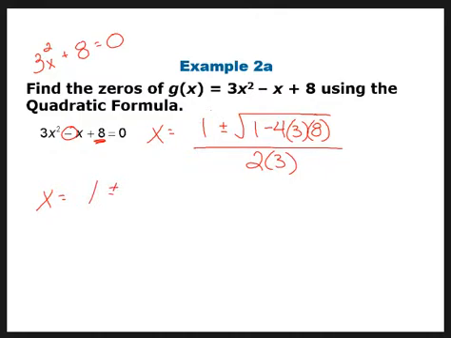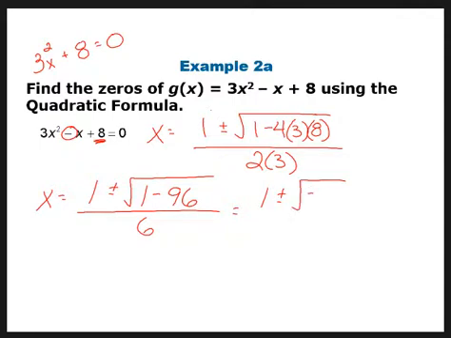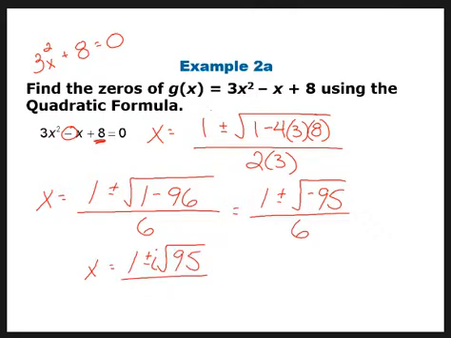Okay, so let's come down here and simplify. 1 plus or minus the square root of 1 minus, I'm going to have 4 times 3, which is 12, times 8, which is going to give me 96. And on the bottom I'm going to have 6. Now again, you should be able to see that we're going to get a negative number under my radical here. So we're going to have something that looks like this. Your first step, before you even worry about dealing with that 95, is to write an i out front. Remember, it represents the square root of negative 1. So I get that out of there so I can take care of it.